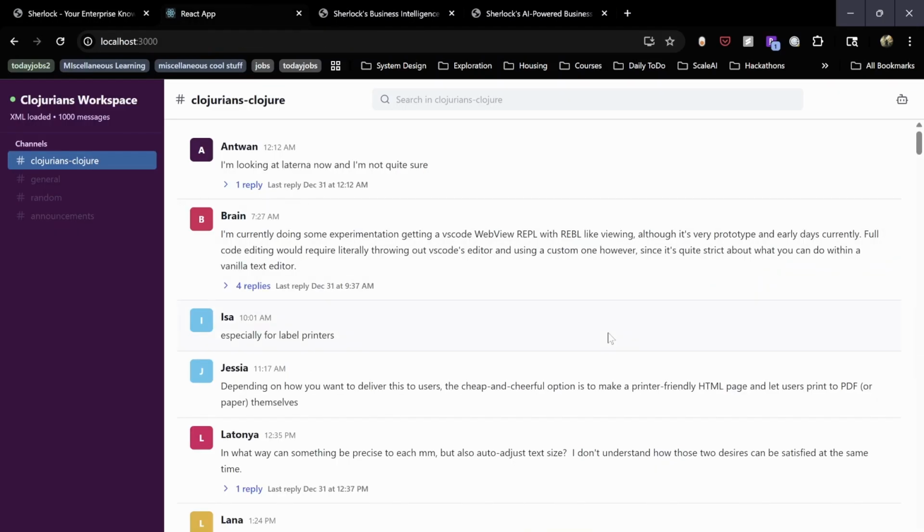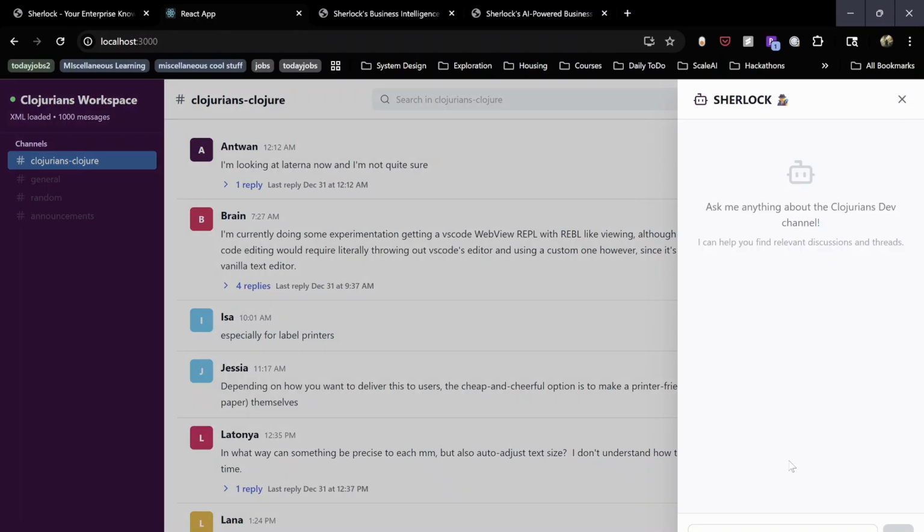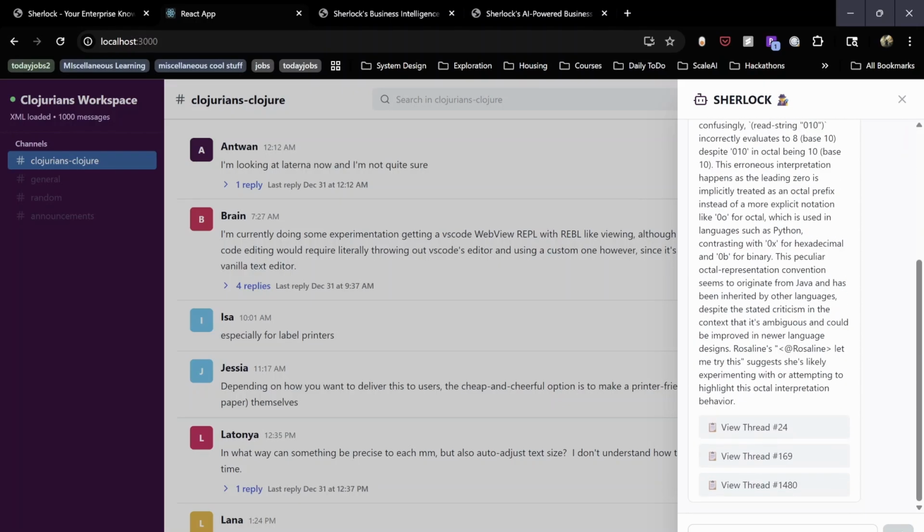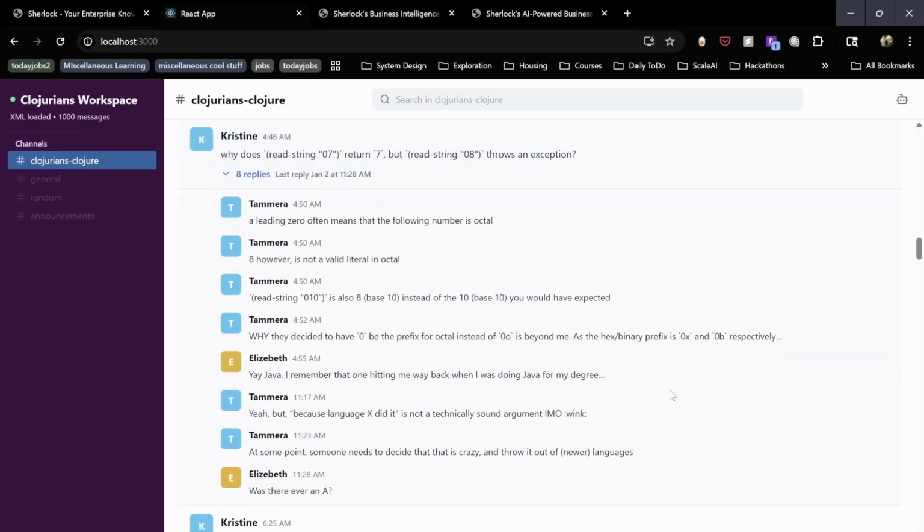Sherlock integrates with the enterprise information or communication channels like Slack and provides an interface where you can ask questions in natural language. And when you hit submit, Sherlock uses retrieval augmented generation to give grounded responses. If you're happy with the solution provided over here, you can move on, or you can go to the specific threads where this problem is being discussed to have a much more contextual understanding. But that's not the end.